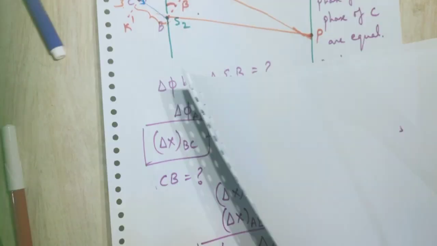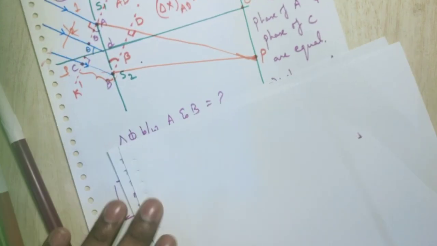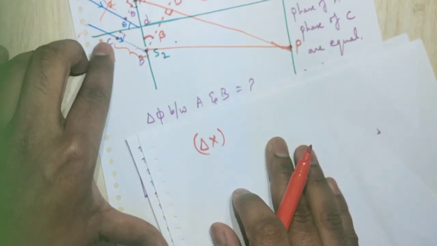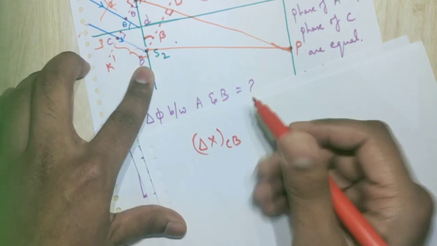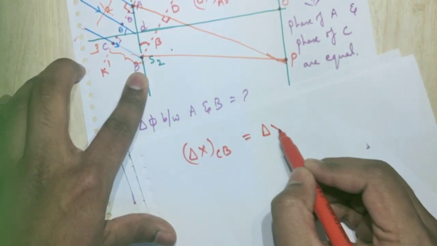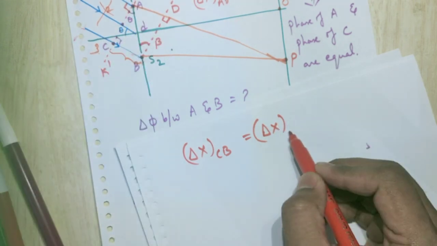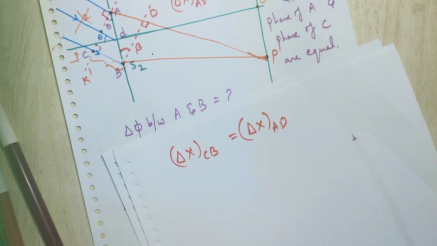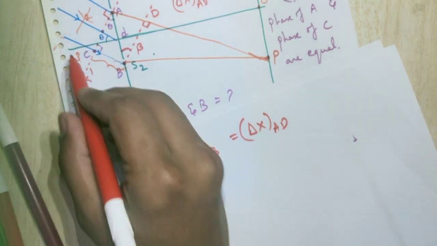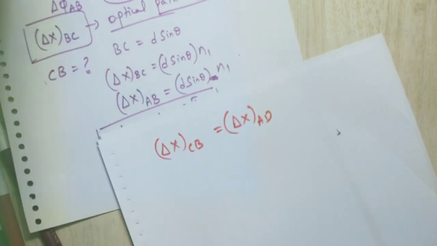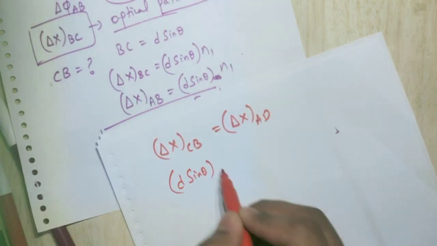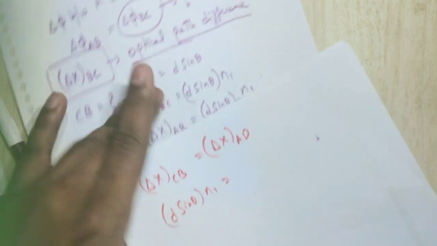Okay, so I'm continuing here. You should equate the path difference such that the path difference between C and B should be equal to the path difference between A and D. When I say path difference, it is optical path difference, obviously. So what is the path difference between C and B? We already found out that it is equal to d sine theta n1. So d sine theta n1 should be equal to the path difference between A and D.